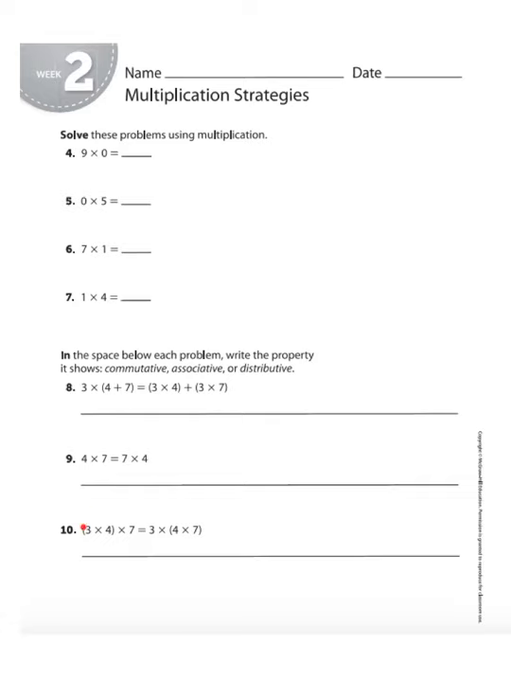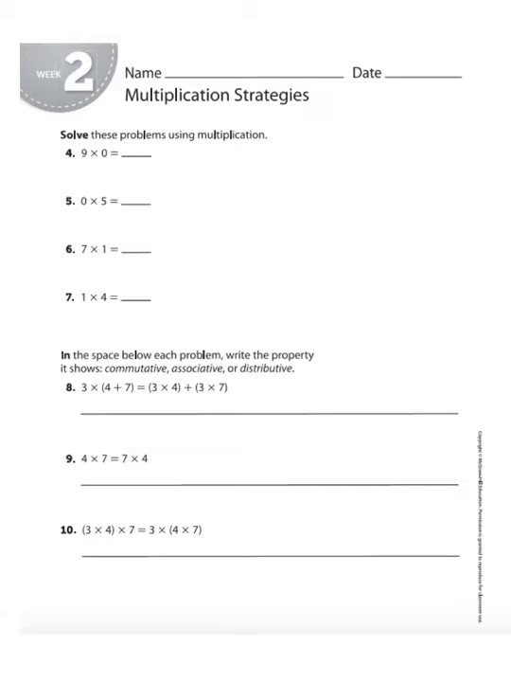On 8 through 10, it says, in the space below each problem, write the property it shows: commutative, associative, or distributive. So you are going to have 3 options over here on the side on your Google slide, and you are going to drag your answer to the correct problem. So it will say commutative, associative, or distributive.